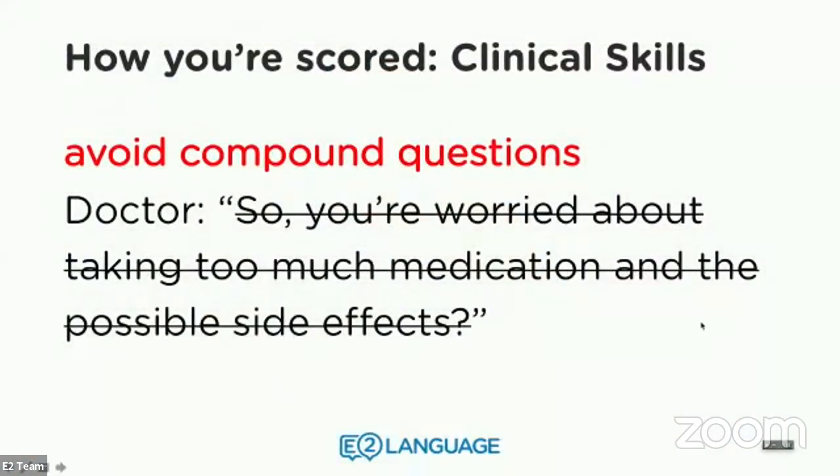So I want you to repeat this and just notice the double question. And you should also notice not to do that. You will be penalized for compound questions in the OET.